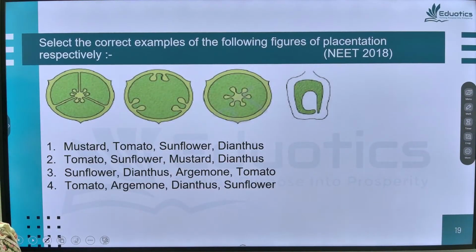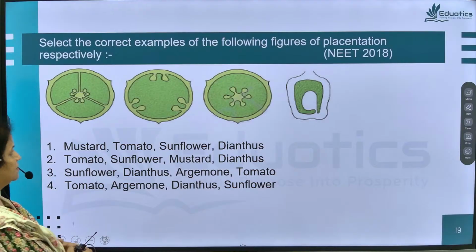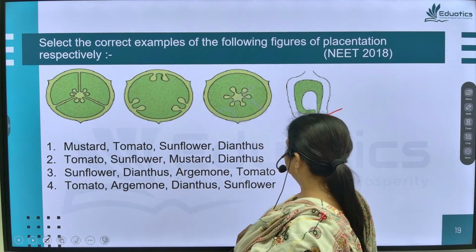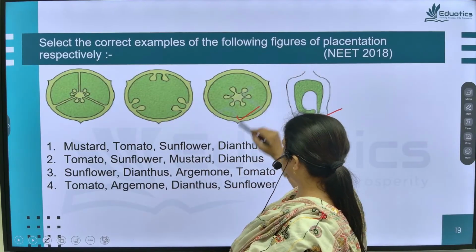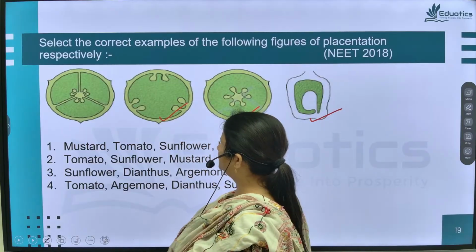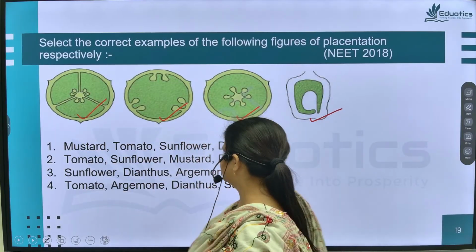Select the incorrect statement. Examples of the following figures of placentation. First of all, try to identify the type of the placentation over here. This is the basal placentation. This is the free central placentation. This is the parietal placentation. And here it is the axile placentation.